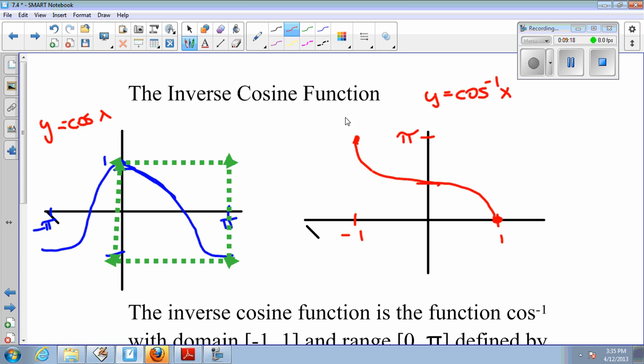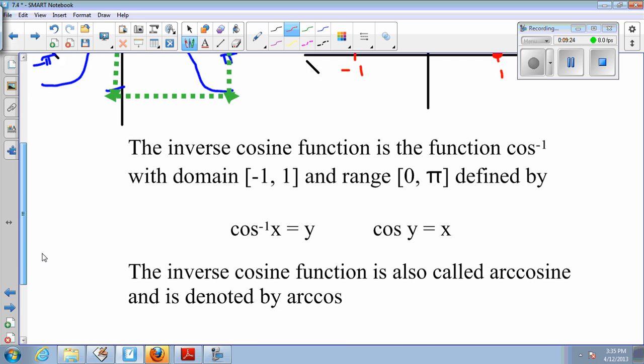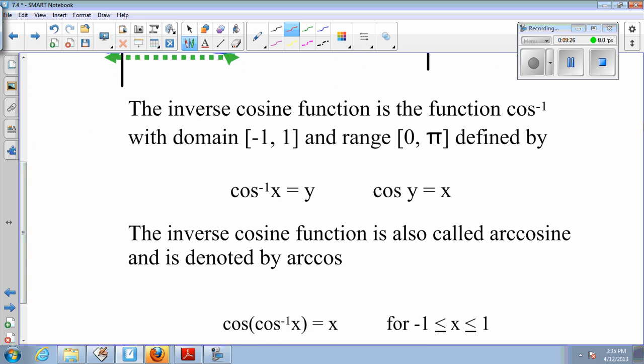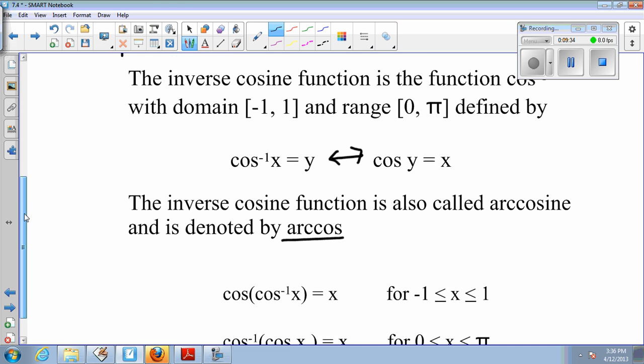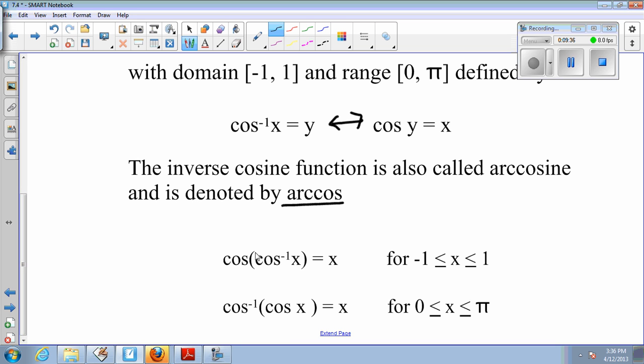And this is the graph of inverse cosine. It has domain -1 to 1 and range 0 to pi. Also called arc cosine, which we have used before. And cosine and inverse cosine cancel each other out, and you get just x.